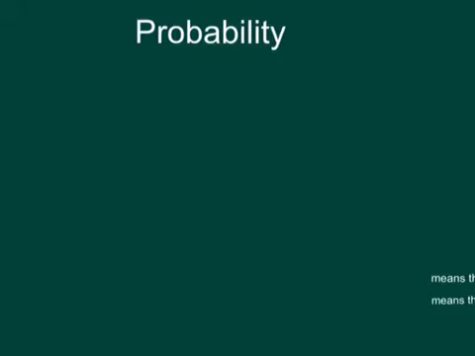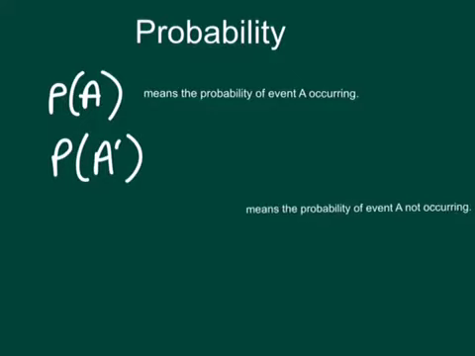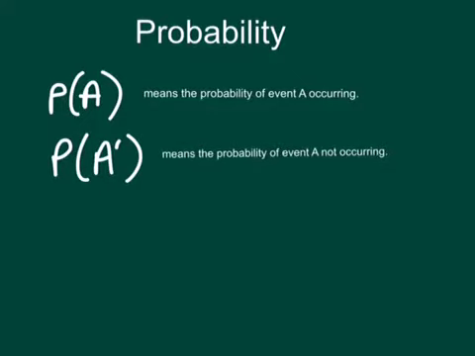Right, we're going to start with some probability notation. First of all, P of A. P of A means the probability of event A occurring. And then P of not A means the probability of event A not occurring.